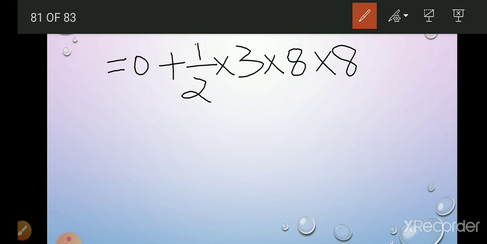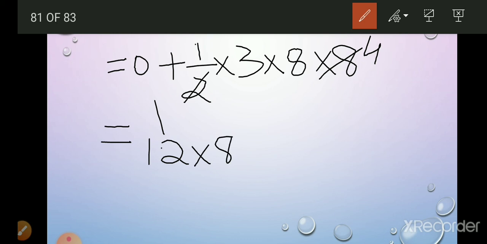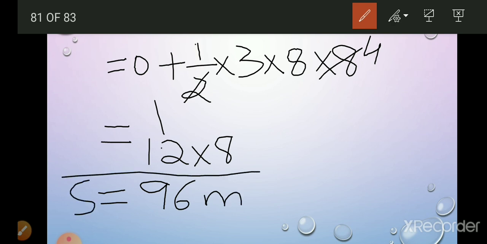2 ones are 2, 4 3s are 12, into 8, 12 8s are, the final answer you are going to get is 96 meter. So distance travelled S is equal to 96 meter. The motor boat will travel a distance of 96 meter.